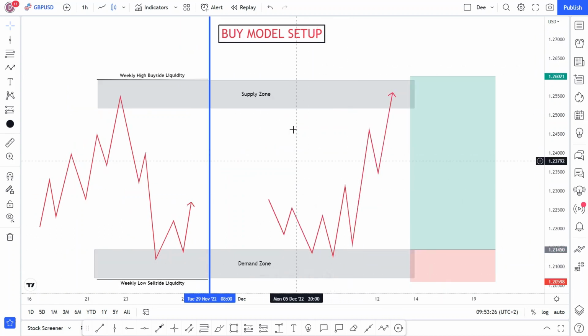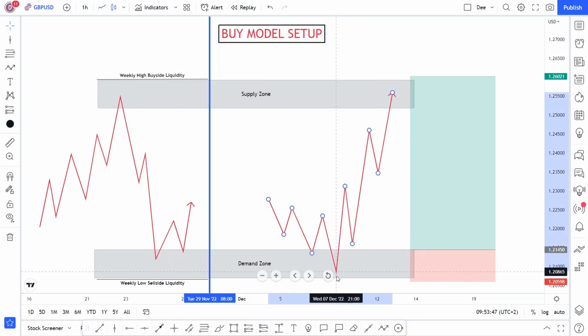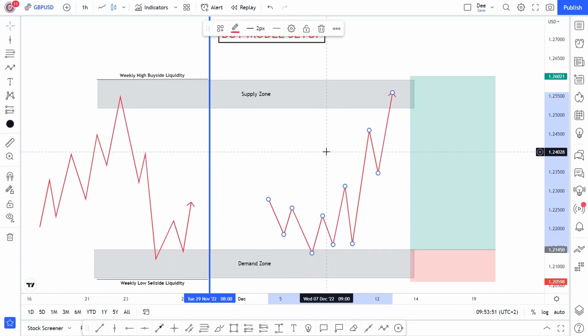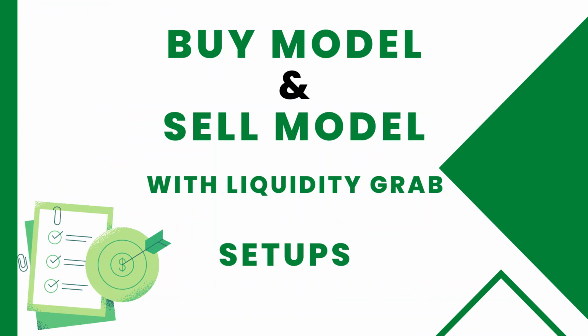So this is the buy model setup, and you can see price delivery at this demand zone, which was the previous weekly low. If you bought here, when the market got to this demand zone, which was the previous weekly low, it immediately went into your profit. So there was no stop loss hunt or no liquidity grab at this point. So this is the buy model setup. Let's go to the next one.